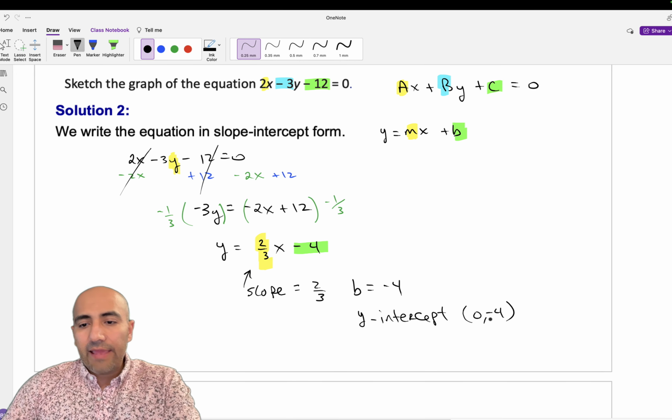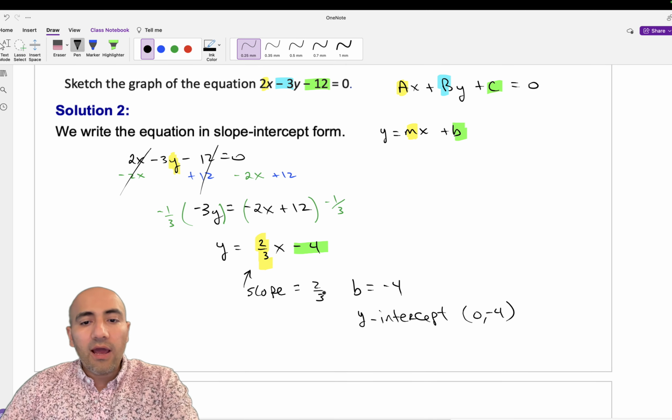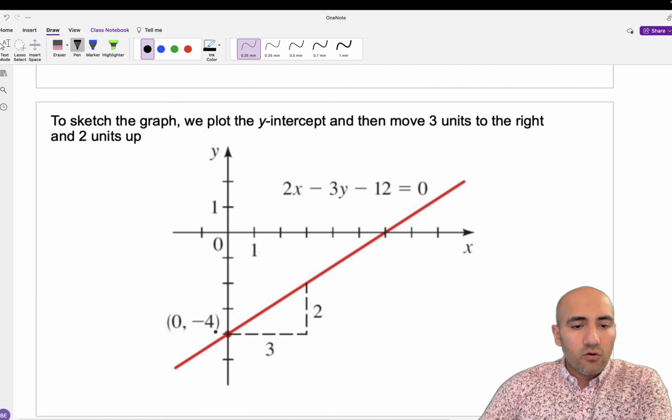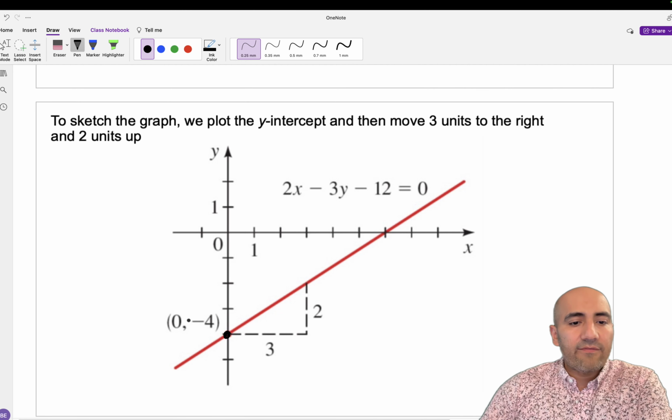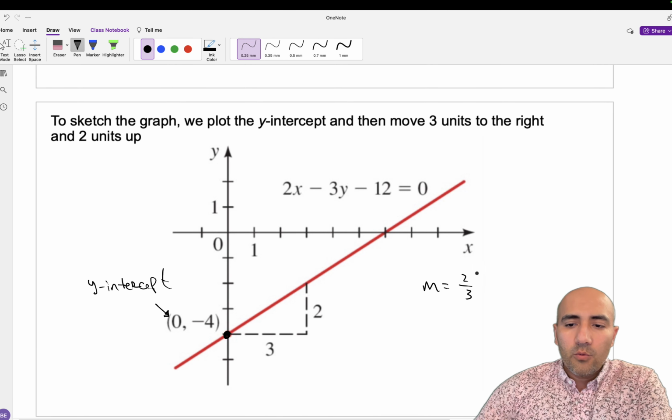Okay, and so now that we have a point on the line, 0, negative 4, and we know the slope, we can come up with a sketch of the line using the fact that the slope is the ratio of rise over run. Starting at the point 0, negative 4, that was our y-intercept, right there. Then we use our slope, which is equal to 2/3, which means that this is the rise, this is the run.